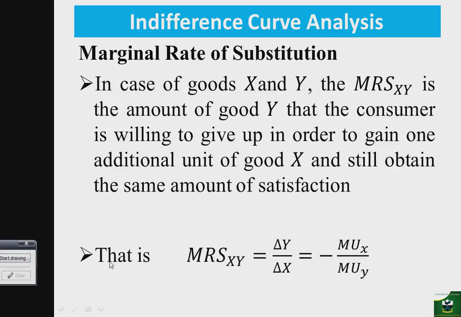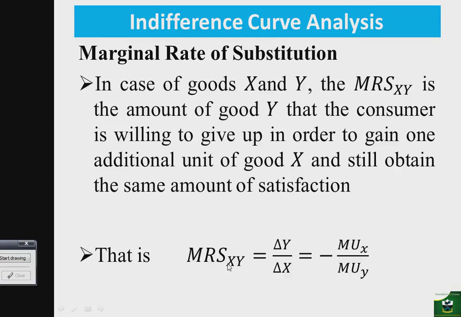Okay, so now if we write it in an equation form, we find the marginal rate of substitution of X for Y as a ratio of the change in Y to the change in X. And the marginal rate of substitution of Y for X will then be the opposite of these two, change in X over change in Y.